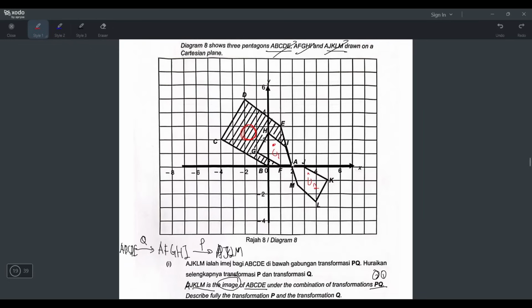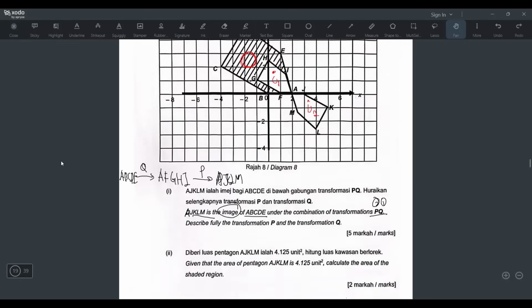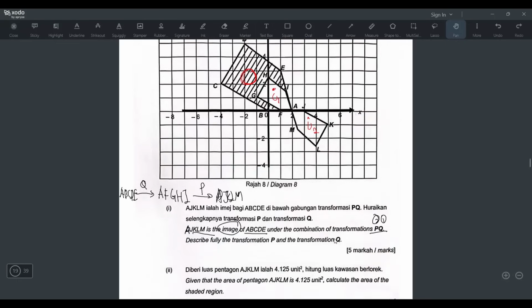Okay. Oh, one more thing. You can see that your I1, your first image, is actually part of the object. Yeah, it's actually part of the object. It's like inside the object. Okay? It means they are overlapping each other. Okay, so now mesti they'll ask you to describe transformation P and transformation Q.